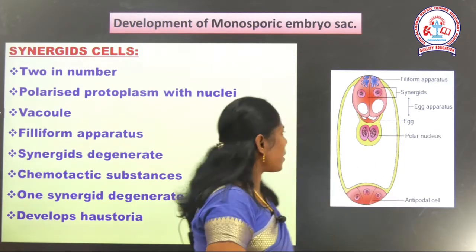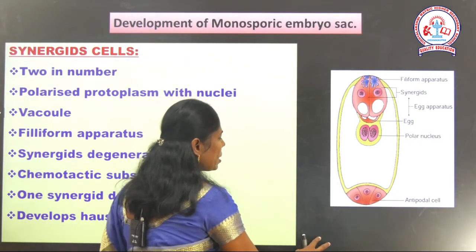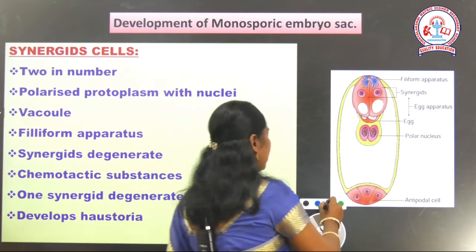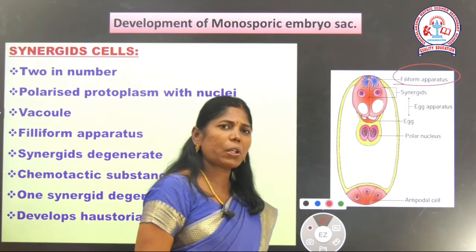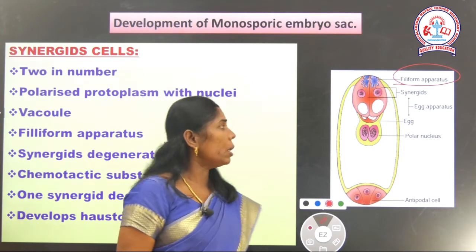It is a special cellular thickening, known as the filiform apparatus. So what is the function of the filiform apparatus? It absorbs the nutrients from the nucellar cells.